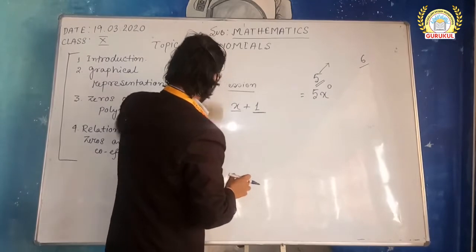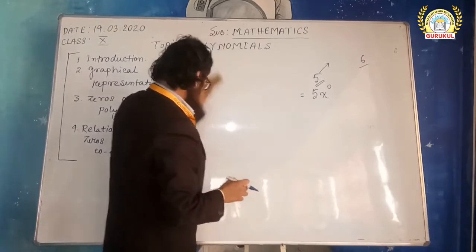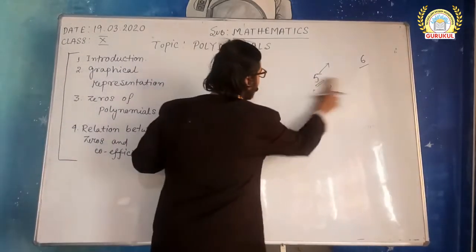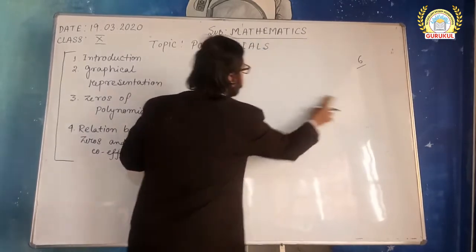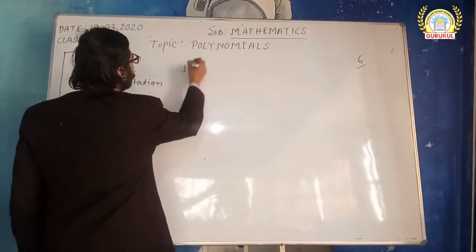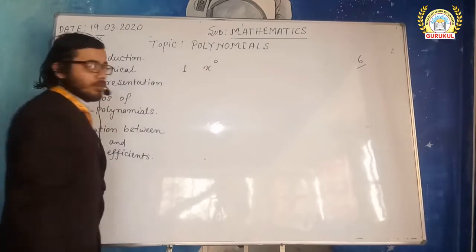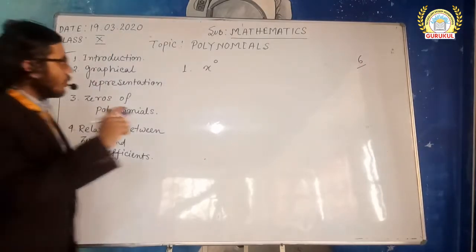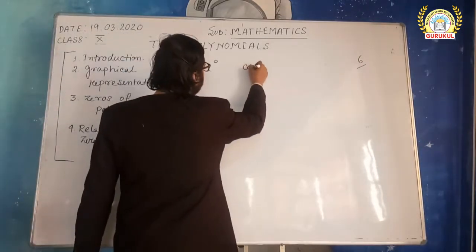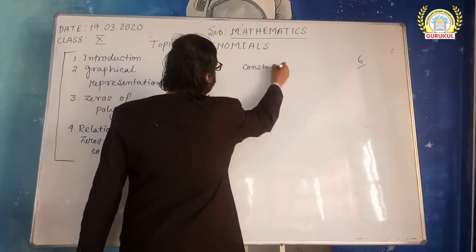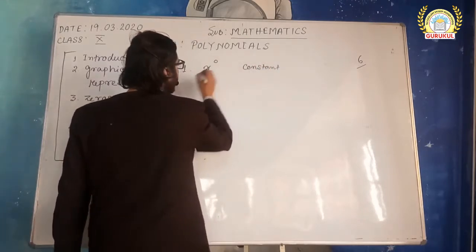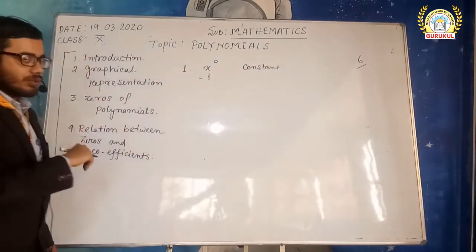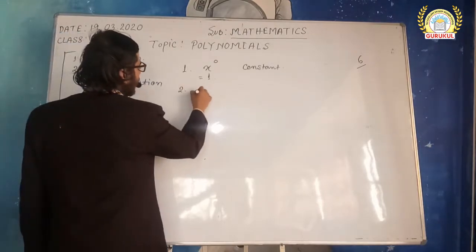Now we need to know about the classifications. So first we are going to understand about the classifications. First, x to the power 0, this is called a constant. Why? Because this is equal to 1. So this is constant.